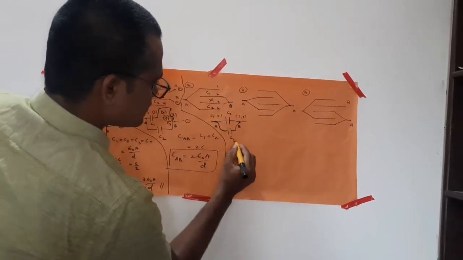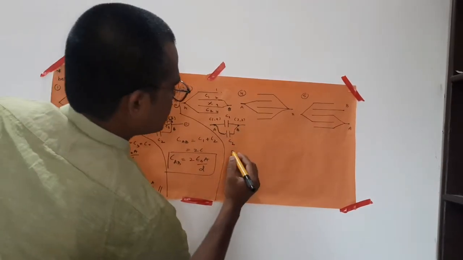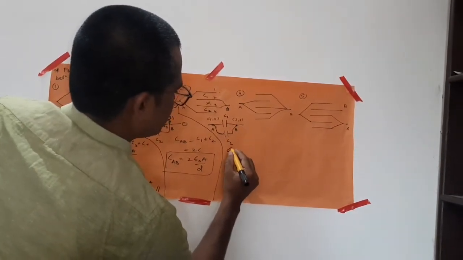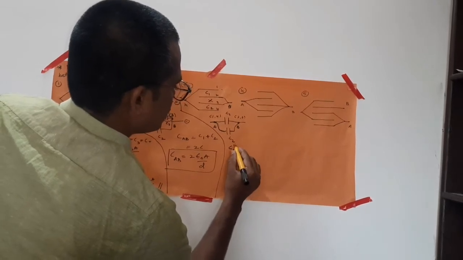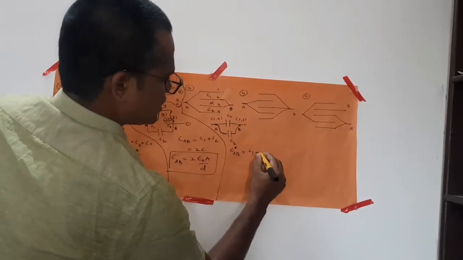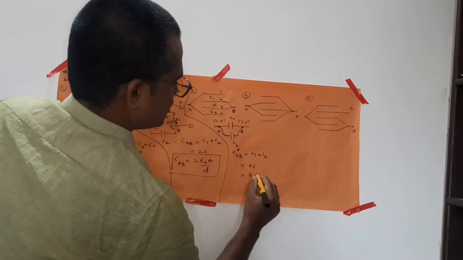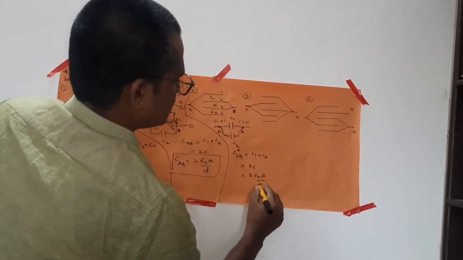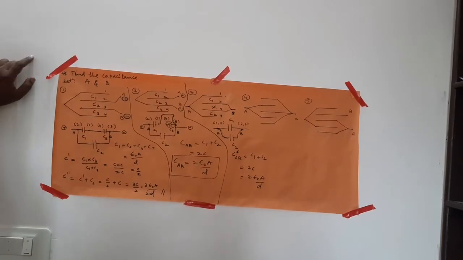This is C2. Now again it's a parallel combination. So the effective capacitance between A and B is again C1 plus C2, which is 2C, which is 2 times epsilon naught A by d. This is how we can do it.